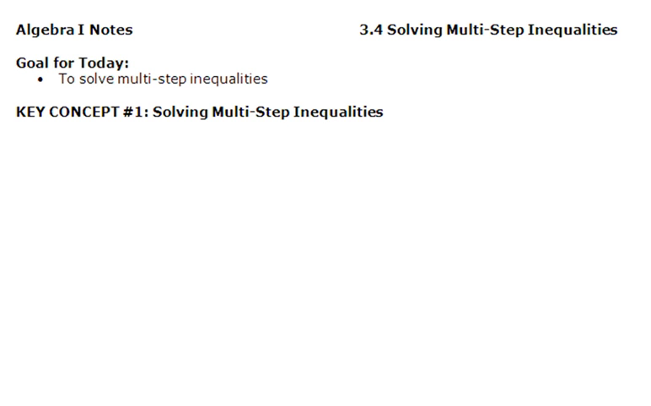Today we're going to be looking at 3.4, solving multi-step inequalities. Again, like I've been saying throughout this whole chapter, it's very similar to solving equations. The only thing you have to be mindful of is when you're solving a multi-step inequality, if you have to multiply or divide by a negative number, you have to flip your inequality symbol. So let's just go straight into some examples.